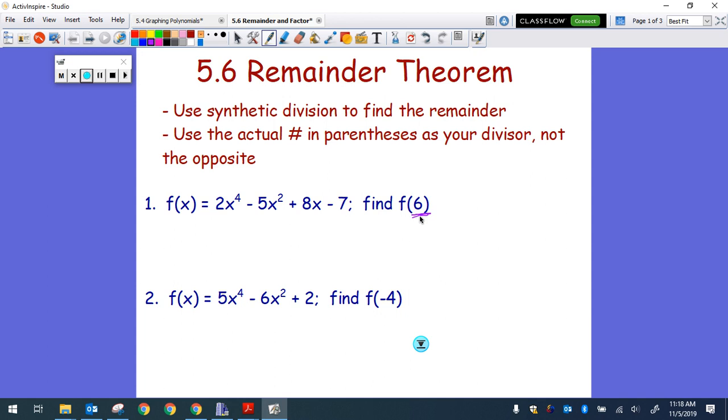So we're given a 6. So that's what's going to go in my half box. And my numbers are 2. There is no x to the third, so I'm going to put a 0. And then a -5, and an 8, and a -7.